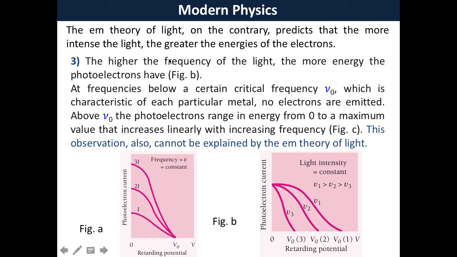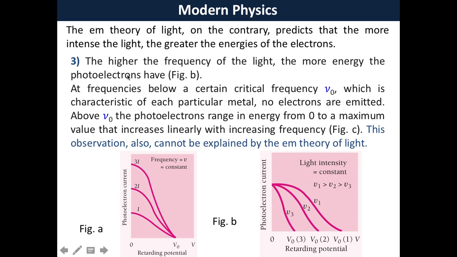Okay, this is not explained by the electromagnetic theory of light. It is contrary, because the theory predicts that the more intense the light is, the greater the energy is. In the electromagnetic theory, it is assumed that with more intense light, the energy of the electron is high. But this contradicts the EM theory of light.